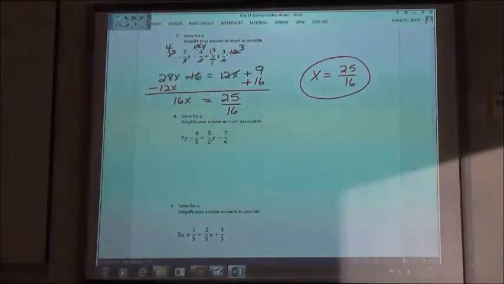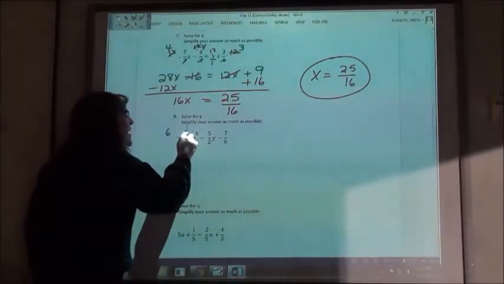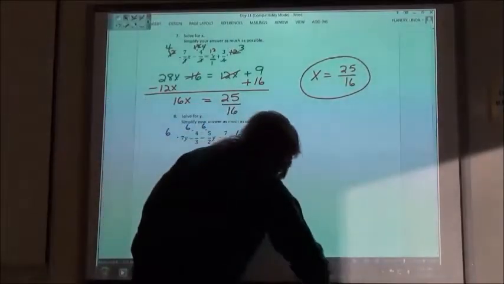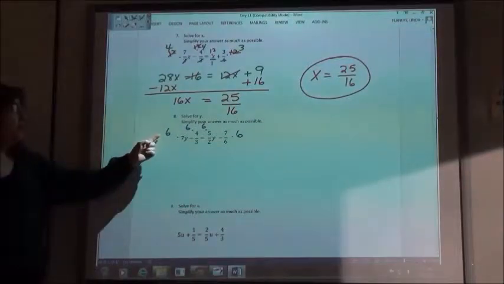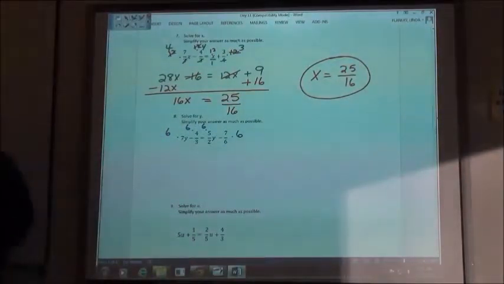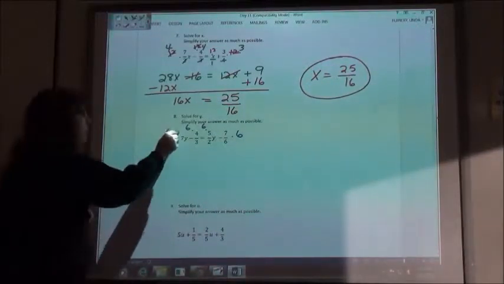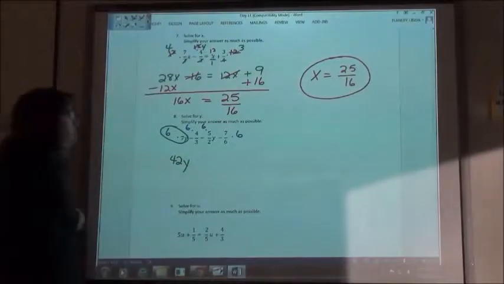So number 8, multiplying by our common denominator, we're going to multiply everything times 6. So times 6 by everything. On our front term, we just have 6 times 7y. There's no fraction to cancel. I'm just going to multiply that. 6 times 7y, 42y.